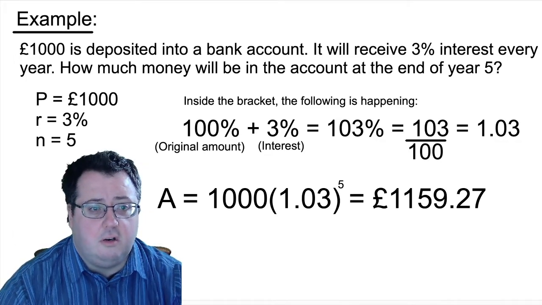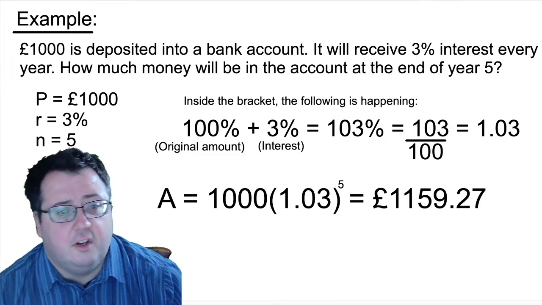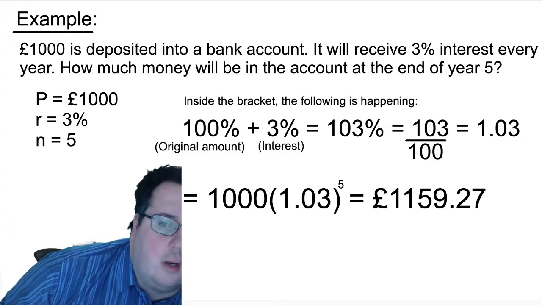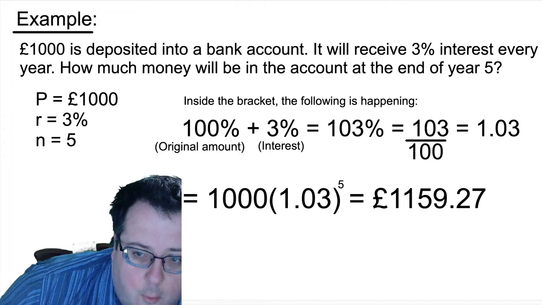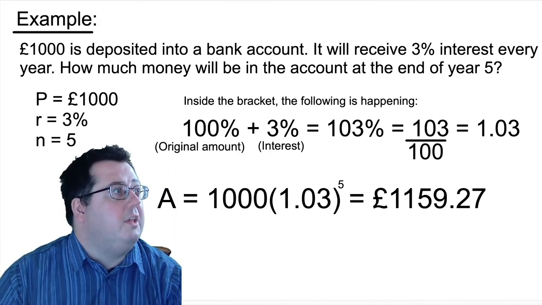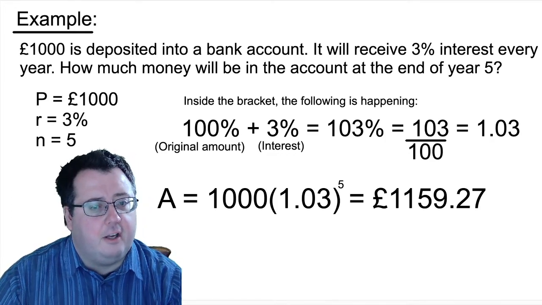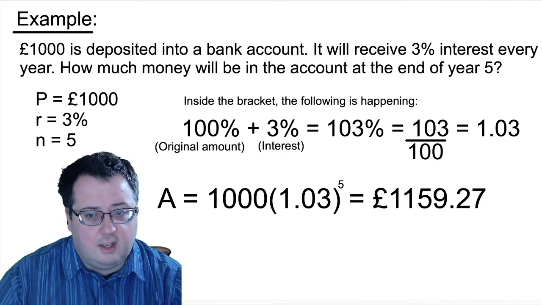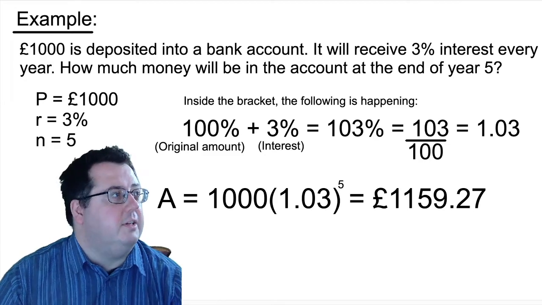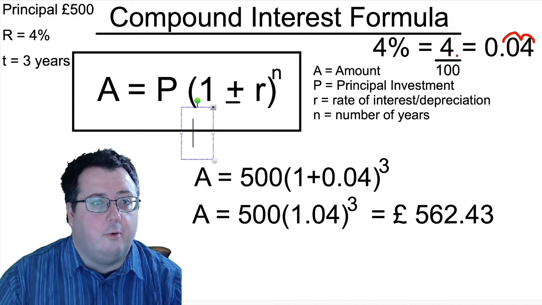So you need to do a little bit of jiggery with the percentages. So 100% plus 3% is 103%. 103 divided by 100 will give me 1.03. That 1.03 is what's going to go on the inside of the bracket. And then I'm going to raise it to the power 5 and times by 1,000. And that will give me £1,159.27. So I've literally just used that formula.